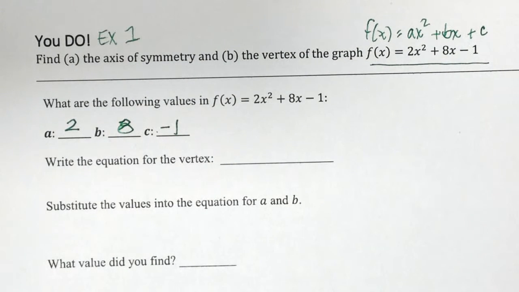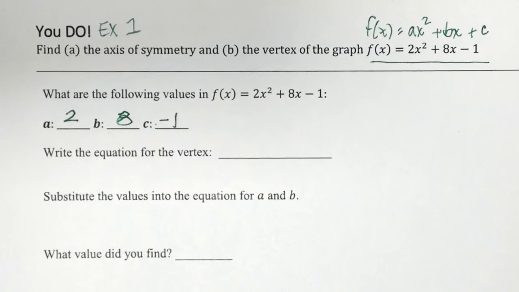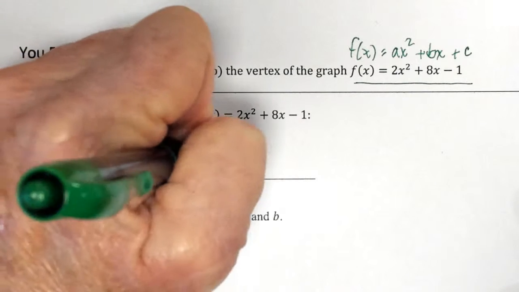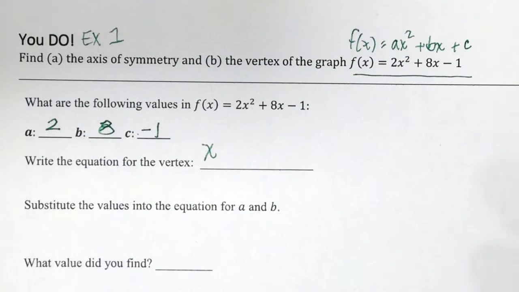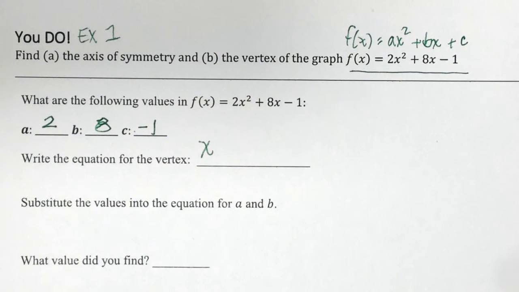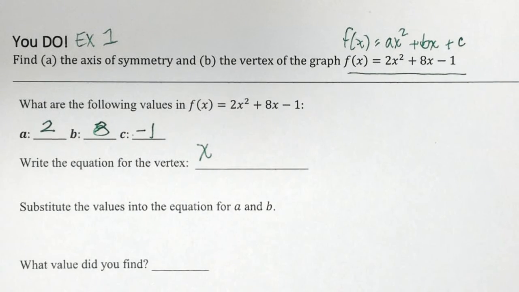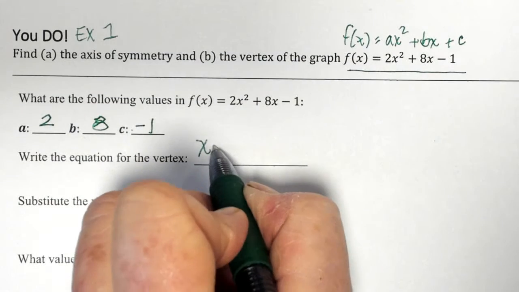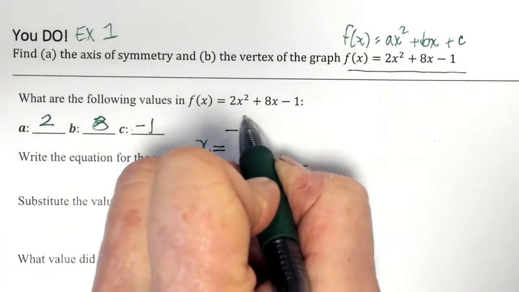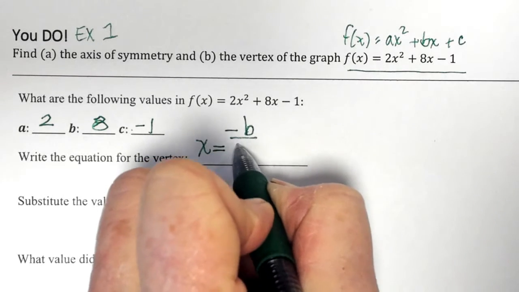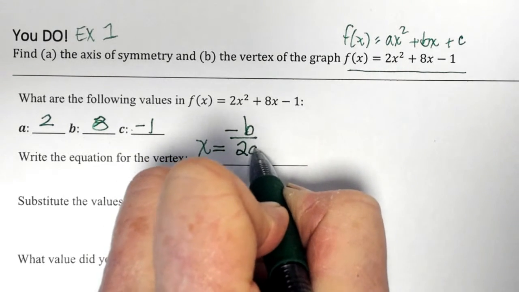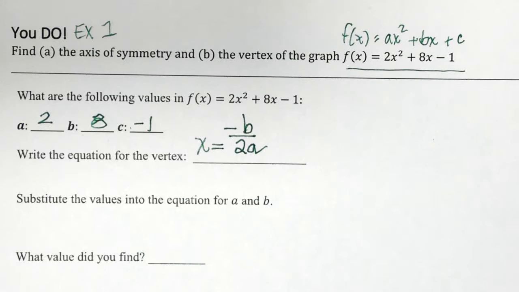So write the equation for the vertex. Well, the vertex is x is equal to, that's the actual formula. We're not deriving the formula. I'm going to give it to you. The formula states that x is equal to minus b over 2a. Okay, so that's a formula that you need to know and memorize. And you will see it again next chapter in the quadratic formula.